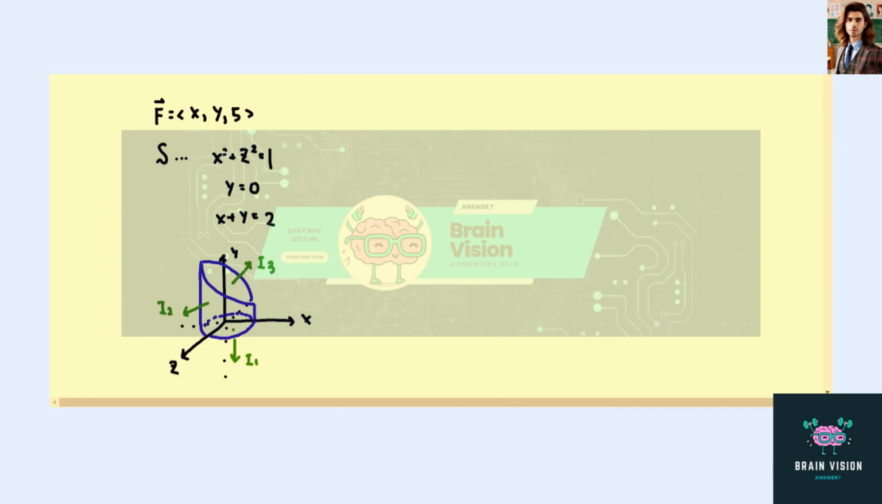Alright, let's go ahead and solve this problem. This time we're trying to find the flux of F through S, and F is given as x, y, 5. The region S is a little bit complicated. I've already drawn it, but it is bounded by x squared plus z squared equals 1, which is a cylinder, y equals 0, which is a plane, and x plus y equals 2, which is also a plane, but that one is slanted. When you combine all of them together, it looks something like this. I would imagine that it looks like a piece of bamboo that has been cut diagonally.